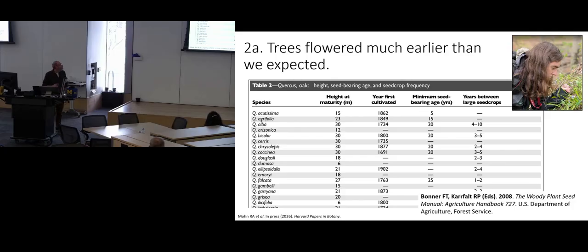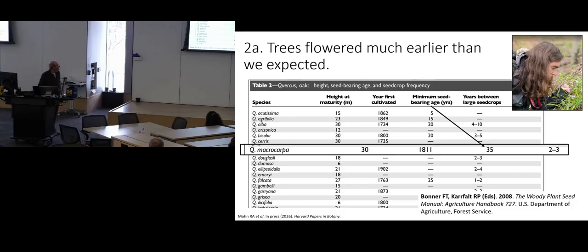Second finding was that trees flowered a lot earlier than we expected. This is a paper by my postdoc, Rebecca Mohn, who's also analyzing the genomic data. As a naturalist, as a botanist, I had always figured 20, 30 years to get an oak to go to acorn. And when you look in the seed production manuals, the Woody Plant Seed Manual says the minimum seed-bearing age for Quercus macrocarpa is like 35 years.